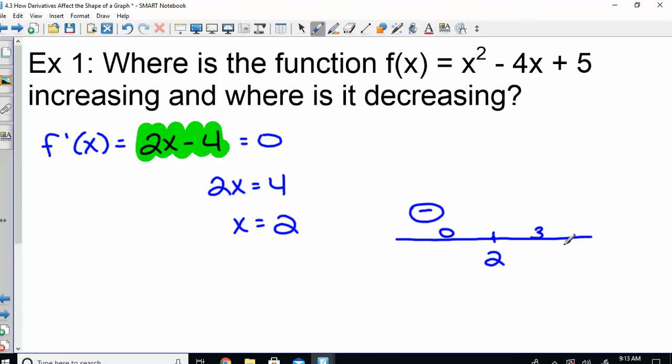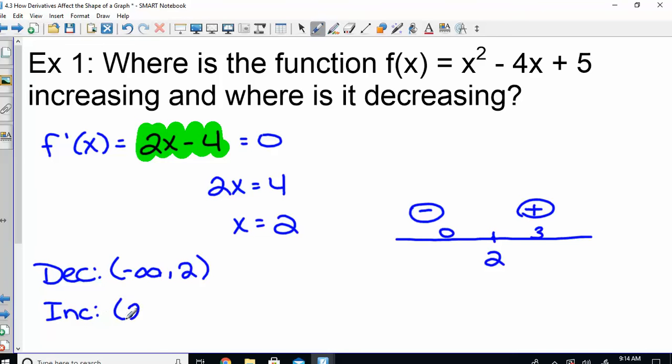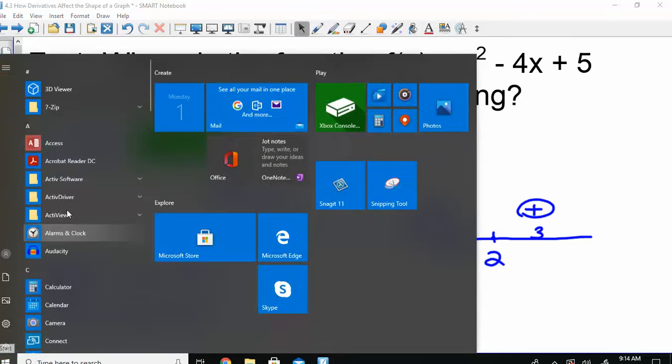If I put a 3 in, 6 minus 4 is positive. So that means this graph is decreasing until I get to 2. So from negative infinity to 2, my graph was decreasing. After 2, my graph started going up, so it's increasing from 2 to infinity. What's a quick way I could verify that? Graph it. Let's look at a graph real quick and just make sure that makes sense.